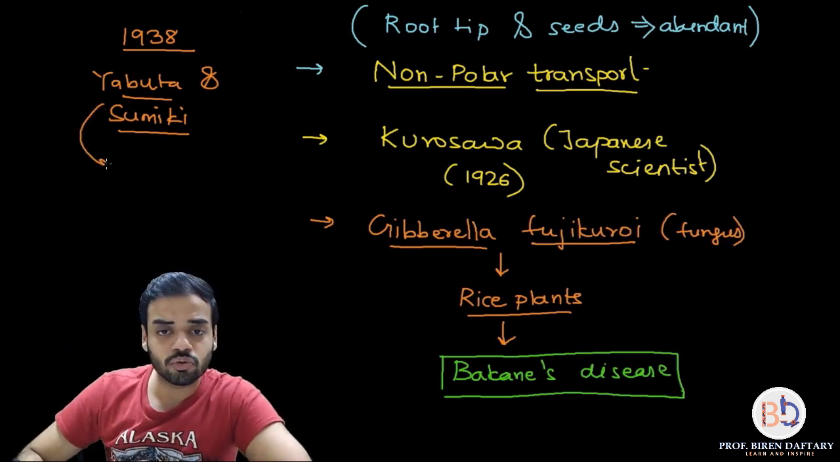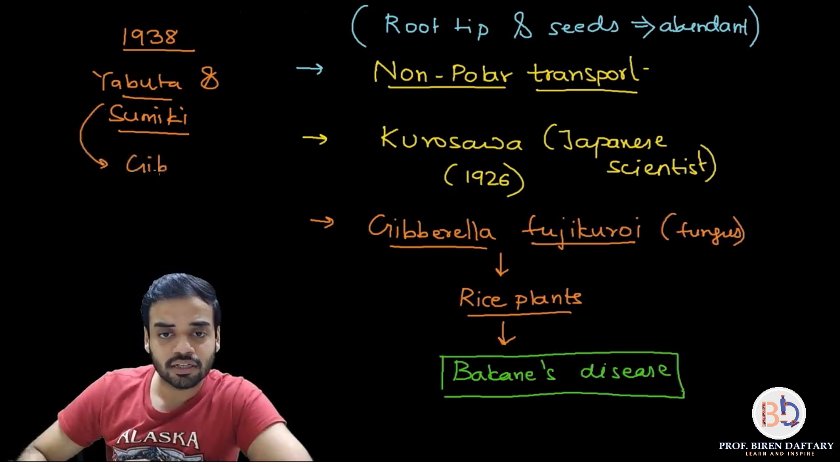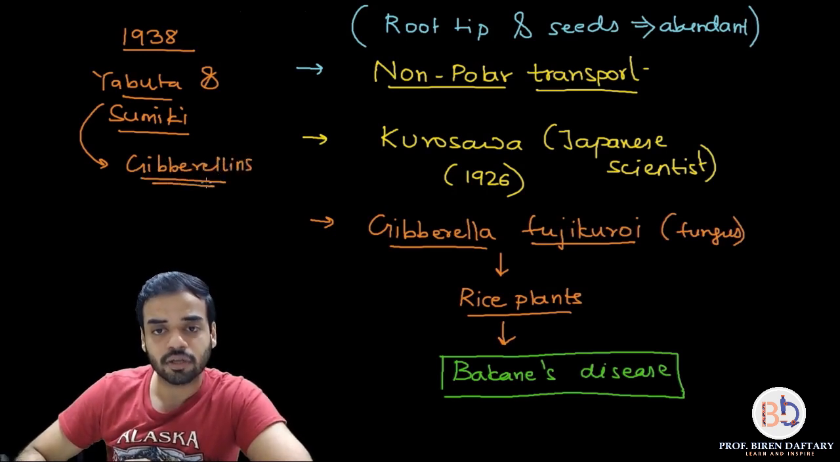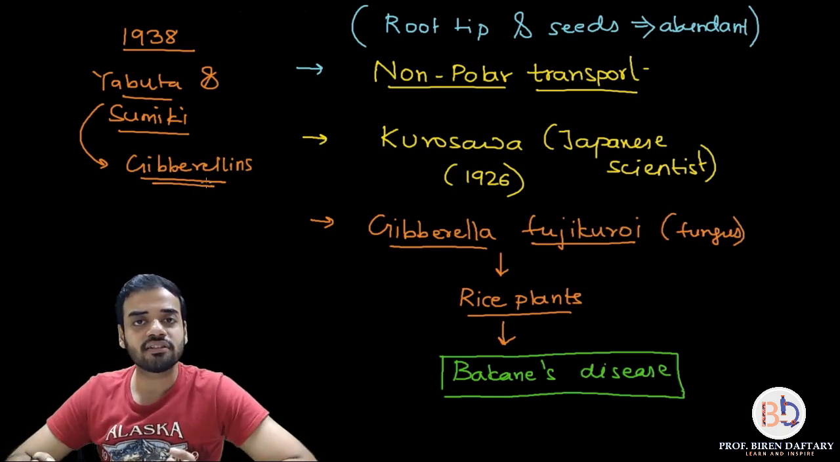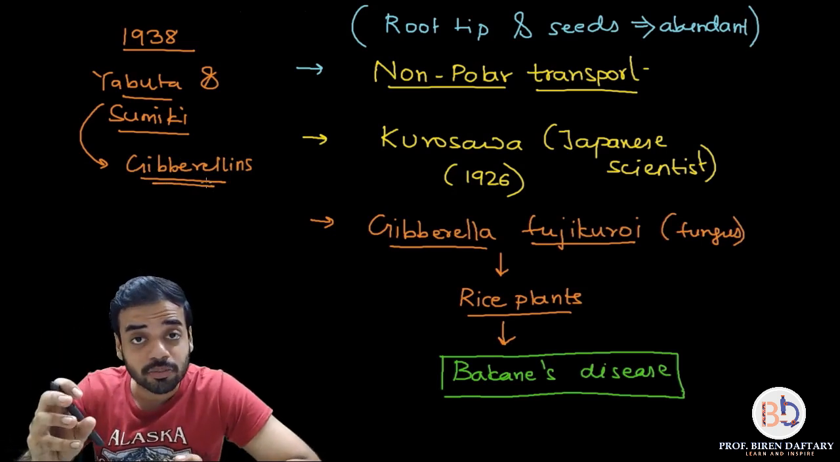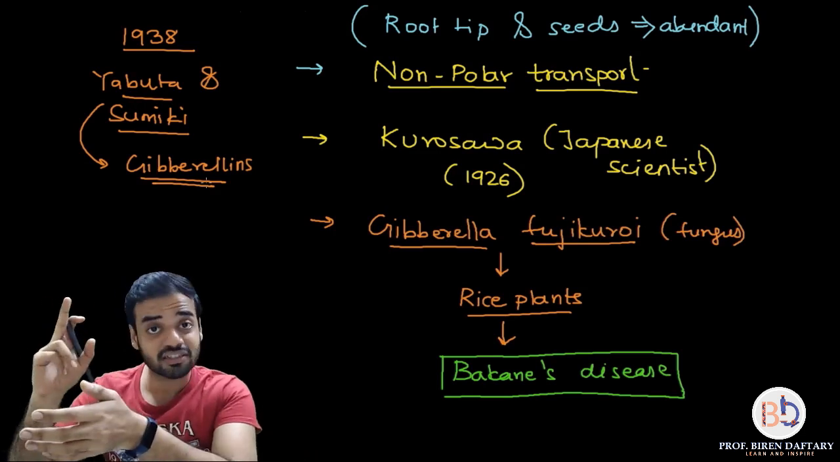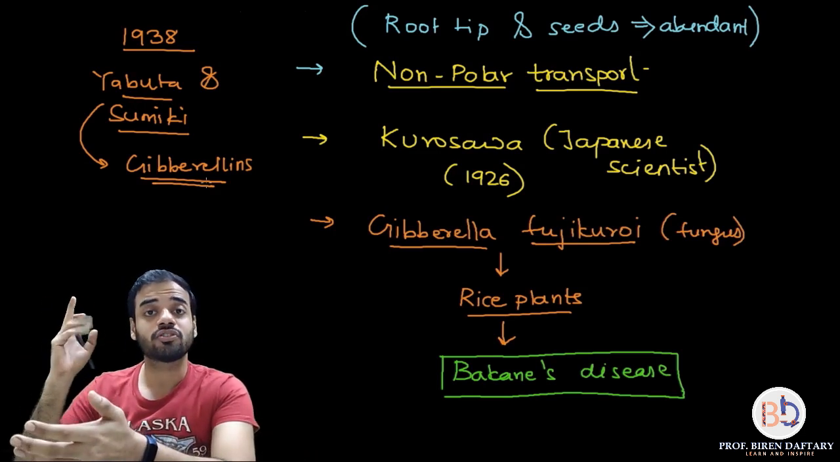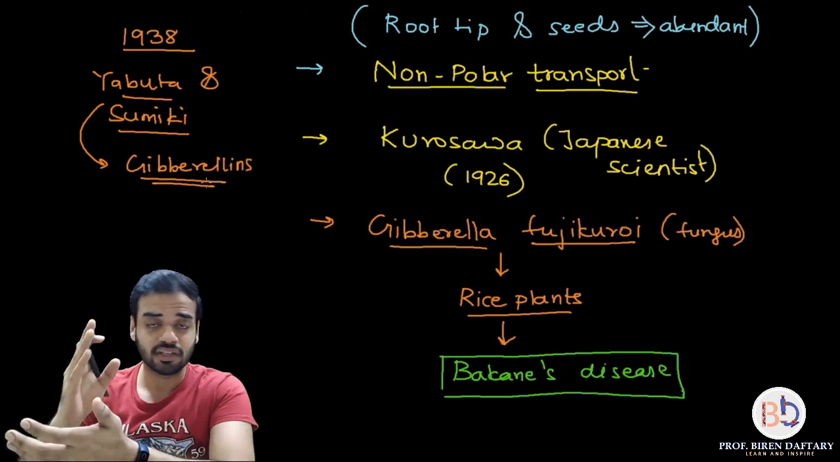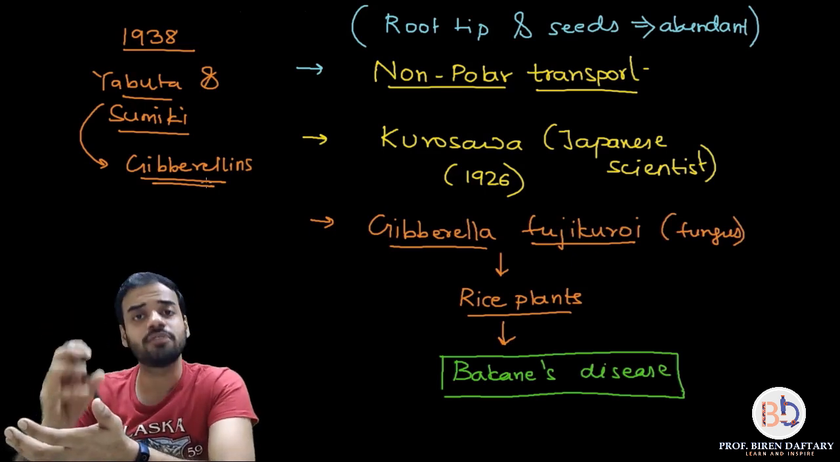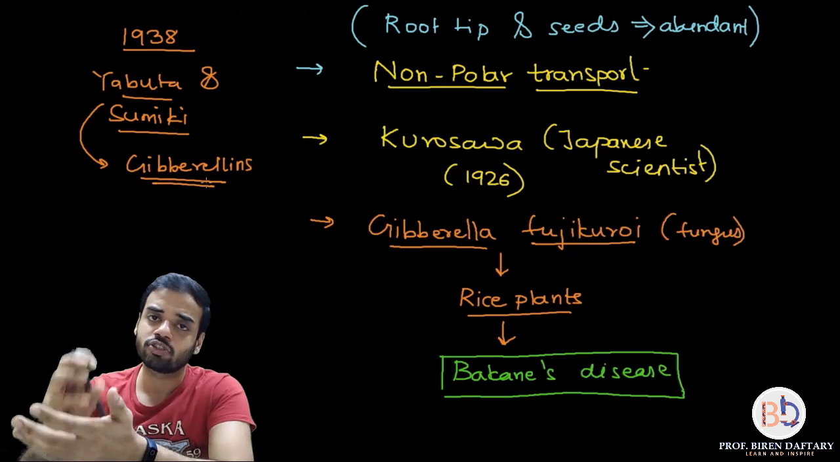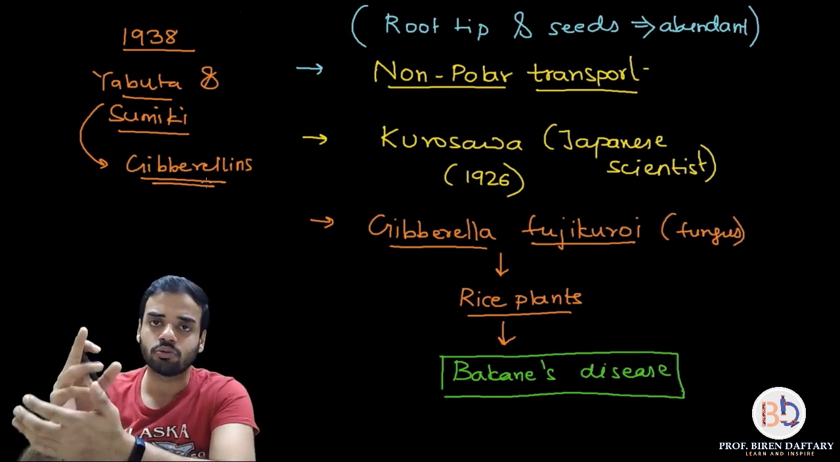So these two discovered the word gibberellins. Please remember this, it's very, very important. So who discovered the term gibberellins? Yabuta and Sumiki. But who was the first person to discover gibberellins? It was Kurosawa. Is this clear? The word gibberellins was coined by Yabuta and Sumiki. However, it was first discovered by Kurosawa.